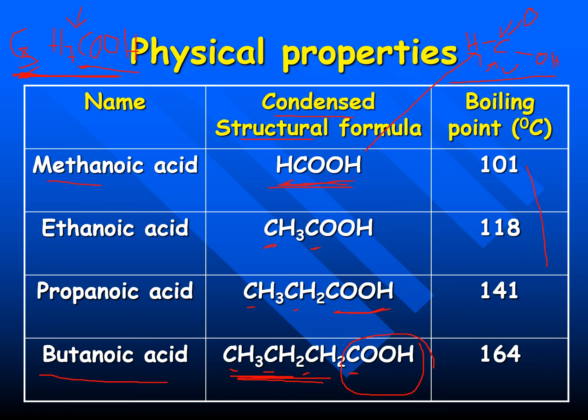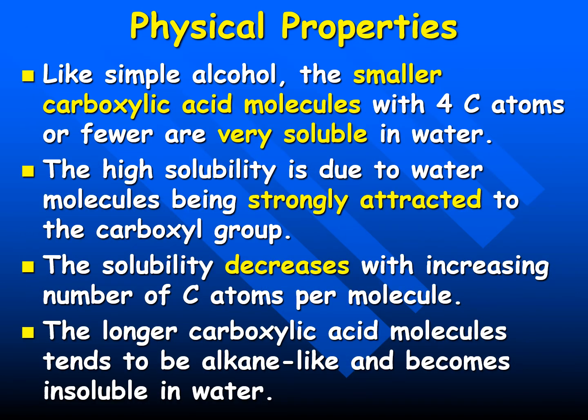Okay, here the boiling point. The bigger the molecule, the higher the melting and boiling point. Like simple alcohol, the smaller carboxylic acid molecules with 4 carbon atoms or fewer are very soluble in water. If you want to find out more, look up polarity. It is related to polarity, kekutuban in Malay. The high solubility is due to water molecules being strongly attracted to the carboxyl group.